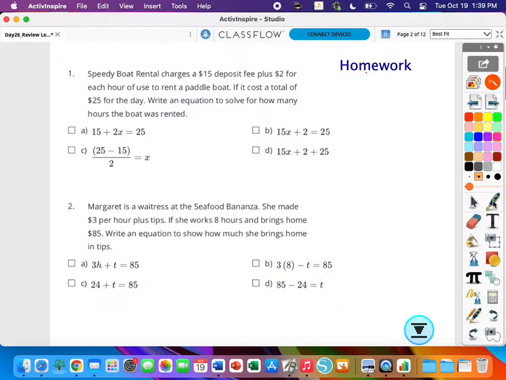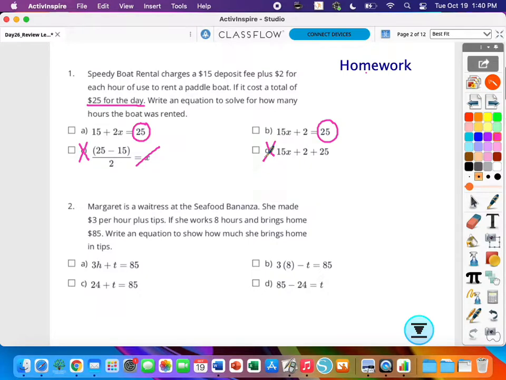So if you look at your answer choices, you have 4 equations here. We want to first of all always start out with the total. It says if it costs a total of $25 for the day. So we're looking for equations that give a total of 25. A has a total of 25. B has a total of 25. C does not have a total of 25, so we know C cannot be the answer. And D isn't even an equation. It's an expression, so D is not going to be the answer.